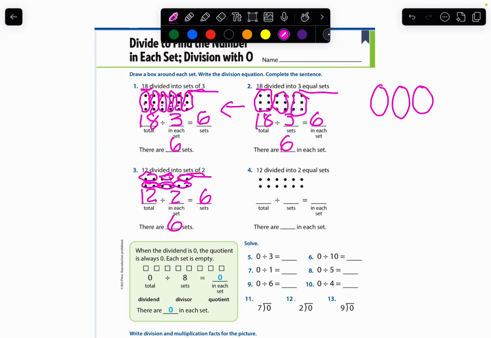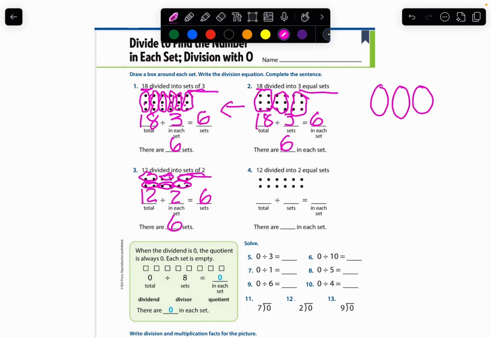Remember, these are just some different strategies you can use. We can also use the strategy where we think 2 times what gives me 12. I can count by 2s and stop when I get to 12. 2, 4, 6, 8, 10, 12. I counted by 2 6 times. So I know that 12 divided by 2 is 6. All of these things are just different strategies for you to use. You find the strategy that works for you and you stick with it, okay?